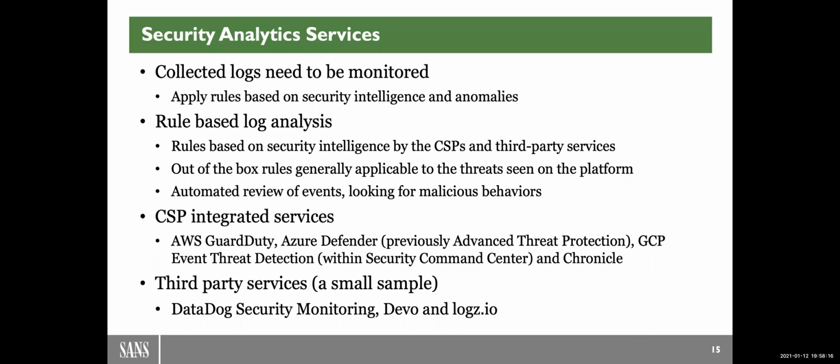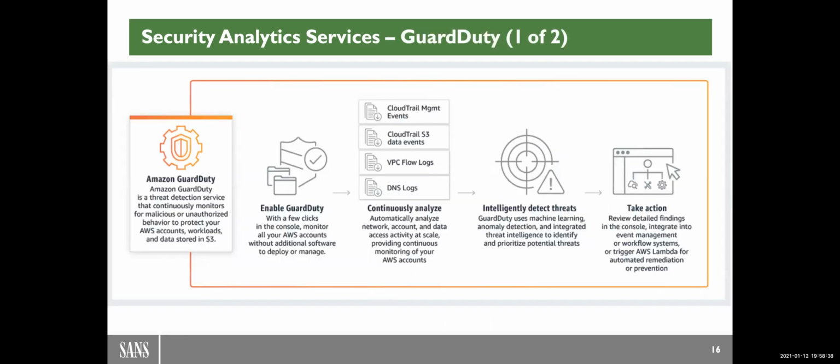Because, hey, if I ask you to go and write some logic, you're going to be looking at me like, what logic am I writing, right? So there are out-of-the-box rules that will look for malicious behavior. And these are integrated services. And we're not only talking about AWS, Azure, there are third-party ones as well, like Datadog, Devo. There are quite a few different players out there.